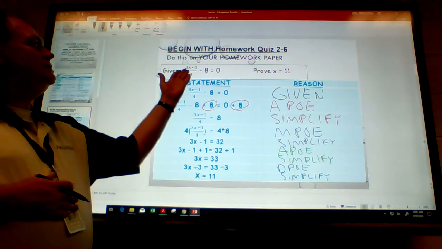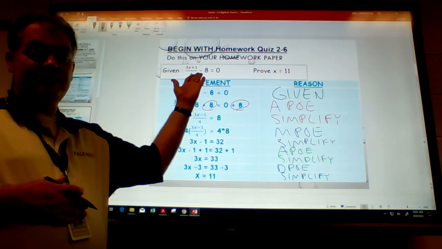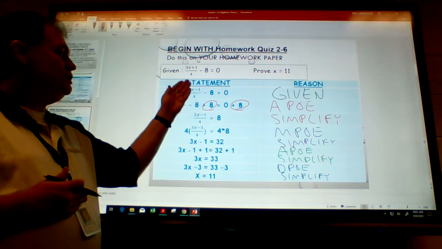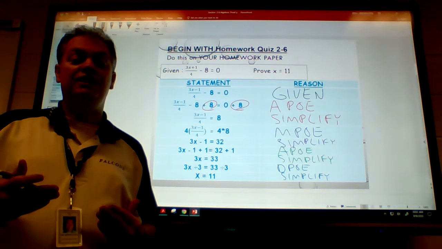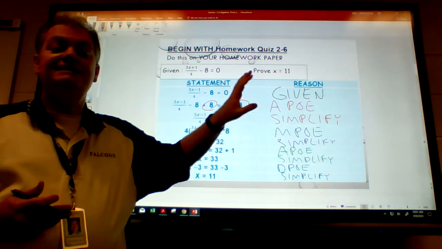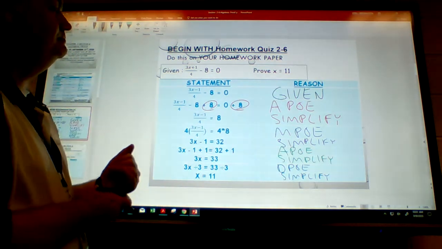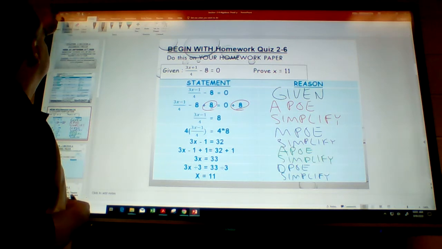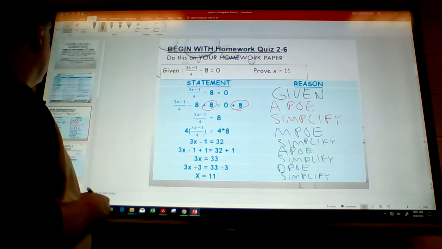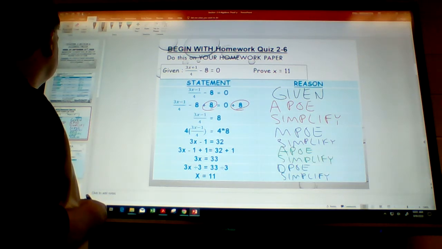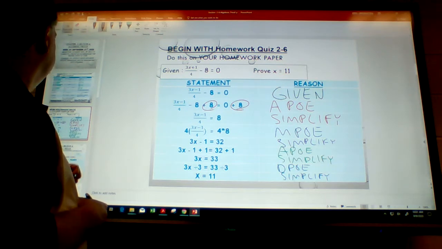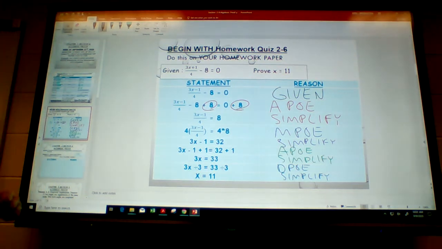Now, look at this again. You did this last year. You probably did it in pre-algebra. You have done this before. You've done all these steps. You know how to do the algebra. All you're doing here is giving a reason for it. That's all you're doing. So that was your homework quiz. Now, we're going to get to some real fun stuff here.